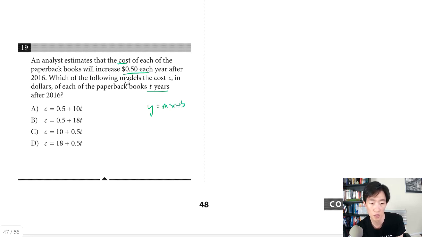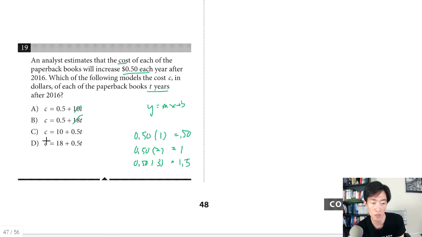If the cost is going to increase 50 cents each year, then you know that you have to multiply 50 cents times the number of years, because after 1 year, it's going to increase 50 cents. After 2 years, it's going to increase 2 times 50 cents, or $1. After 3 years, it's going to increase 3 times 50 cents, or $1.50. So that eliminates choices A and B, because you're not multiplying 10 or 18 by t. You have to multiply 0.5 by t.